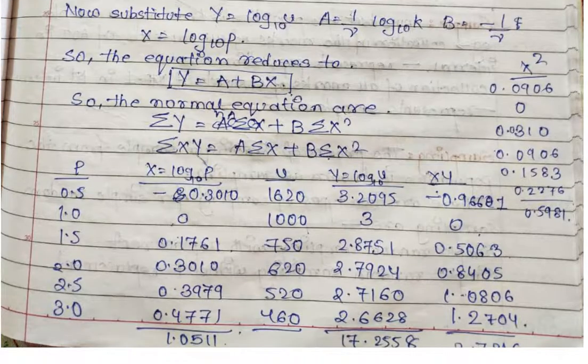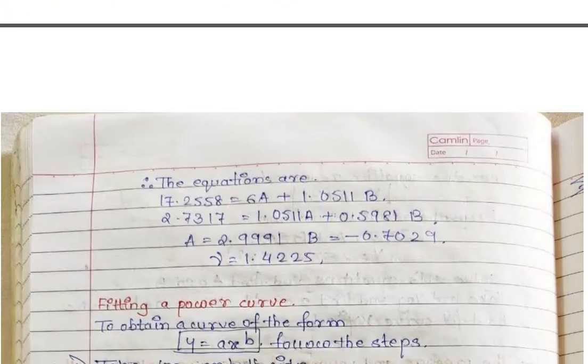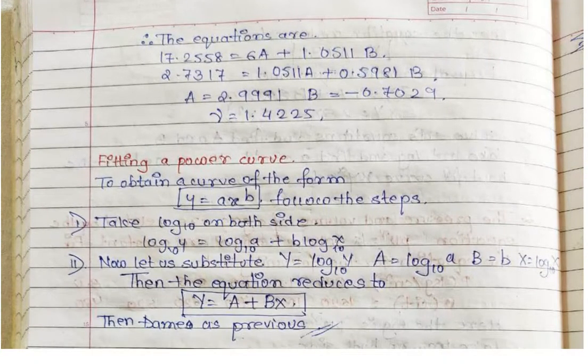Okay, now the last curve I want to describe here. Say fitting a power curve, same type of curve, y equals a x to the power b. Take log again, substitute log y base 10 equals capital Y, log a base 10 equals capital A, log x base 10 equals capital X, and b equals small b. We will obtain Y equals A plus BX.